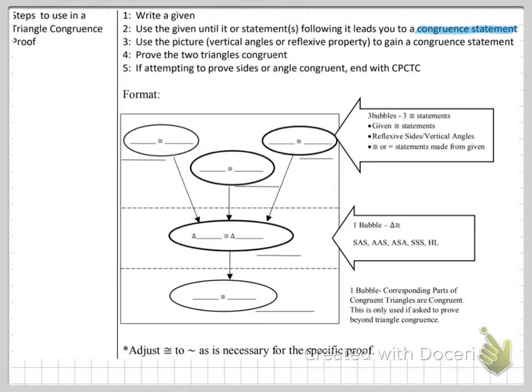Then remember to use the picture itself, like the stuff that you did last year with the vertical and reflexive. Again, you want a congruence statement. Then we're going to prove that the triangles are congruent. And now we've got that new thing as well. The new thing is that we want to be able to prove parts, so sides or angle congruence, ending with CPCTC, or you can do congruent triangles give congruent parts. So that's another way.